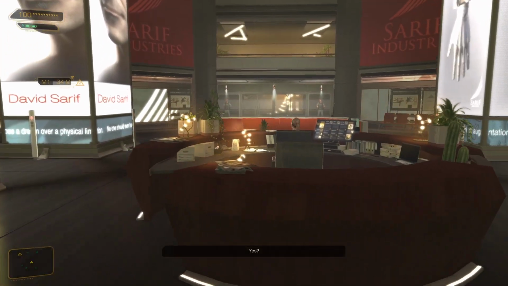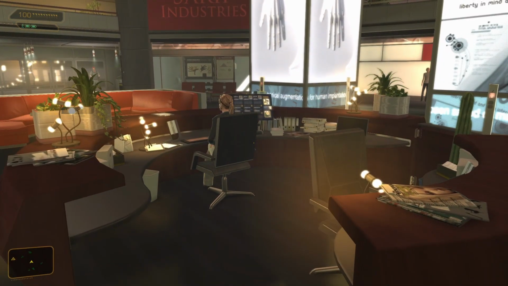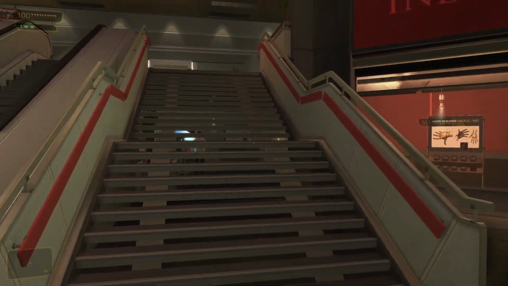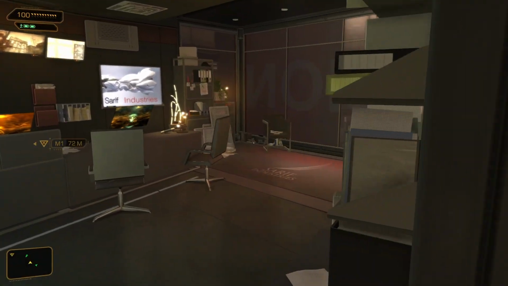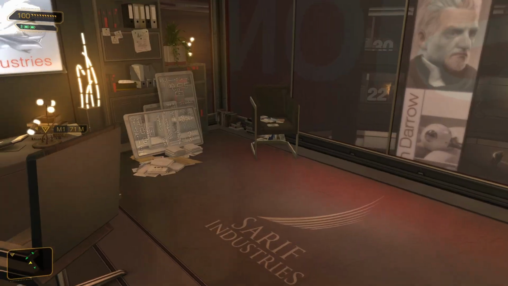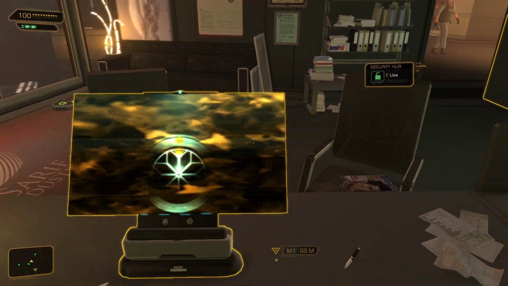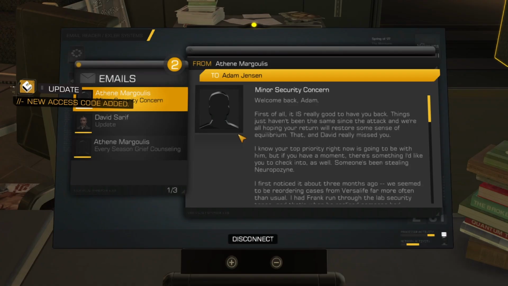For example, the first open level of Deus Ex Human Revolution, Sarif Industries, is a great example of interactivity done right. When you enter the building, you can immediately go to your office and interact with the computer to get back up to date on recent company events. You even use your computer to pick up some side quests the same way you would in real life. You even have co-workers visit you when you don't want to, just like in real life.